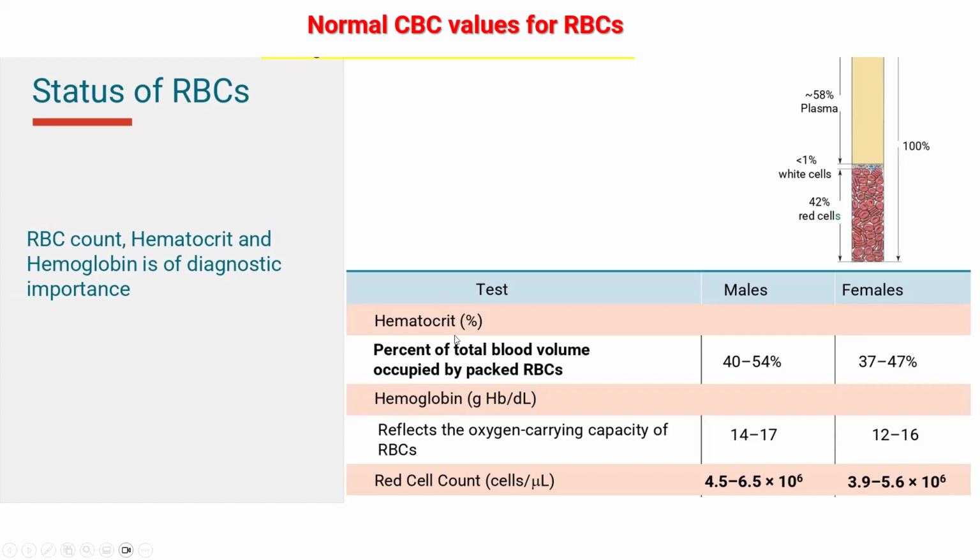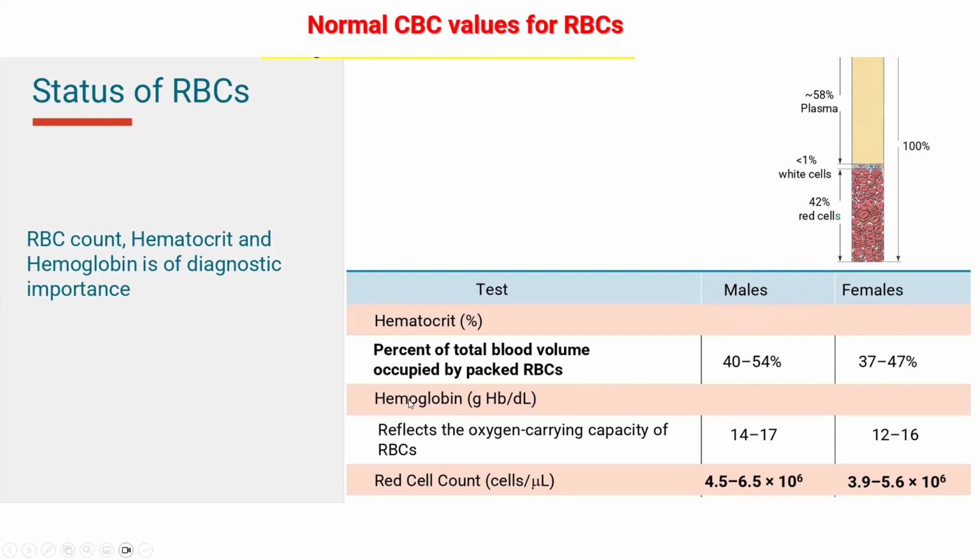What is the percentage of this within our blood? For males, this percentage should be between 40 to 54%, and for females, the normal values should be between 37% to 47%. Why? Males have a higher hematocrit percentage than females because males have a higher testosterone level compared to females.